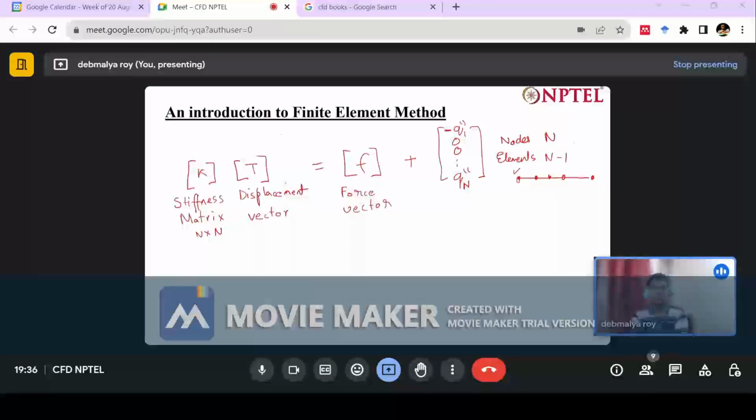Now let's talk about what we will do with this, like q double dash 1 and q double dash n. So we are definitely going to put boundary conditions. Now we know that there are two types of boundary conditions, right? So one is the Neumann boundary condition. Neumann boundary condition. What is this?